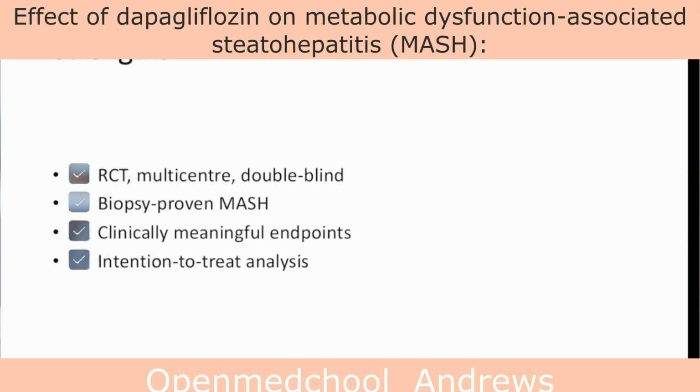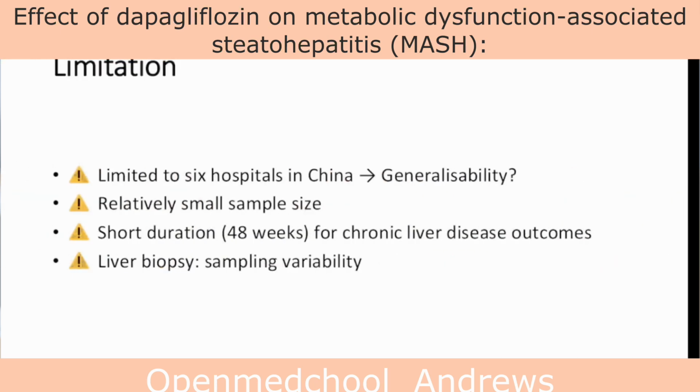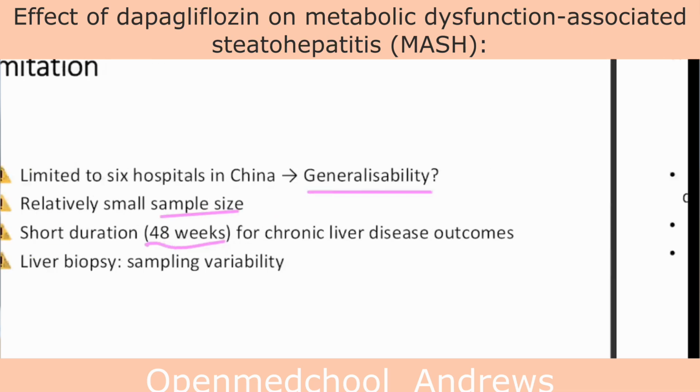So what are the strengths of the study? It is an RCT, double-blind, multicenter, with biopsy-proven MASH. The endpoints were clinically meaningful, with intention-to-treat analysis. The limitations: it is limited to 6 hospitals in China, so whether it is generalizable is uncertain. The sample size is small. The duration was only 48 weeks for a chronic disease.